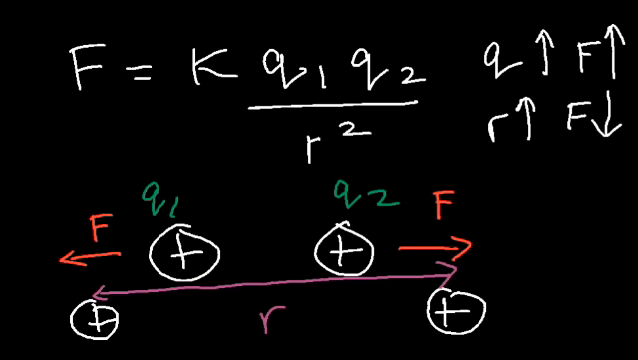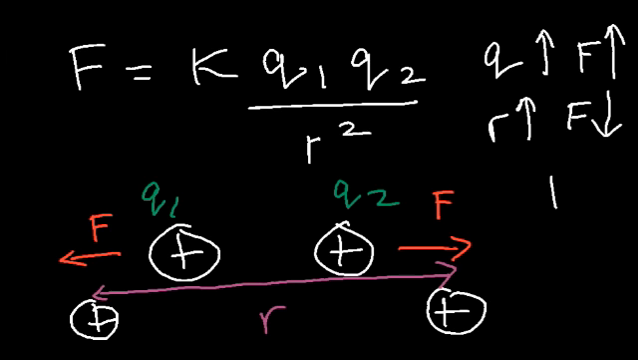Now, by what factor? If you double the distance, how much will the force decrease by? Now, this equation is associated with the inverse square law. The force is proportional to the square of the inverse of the distance between them. So if you double the distance, the force will be reduced by a factor of 4. 2 squared is 4. So it's going to be 1/4 of its original value.